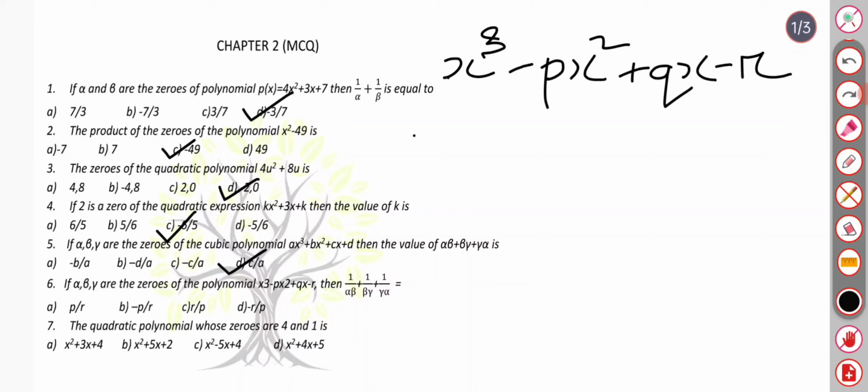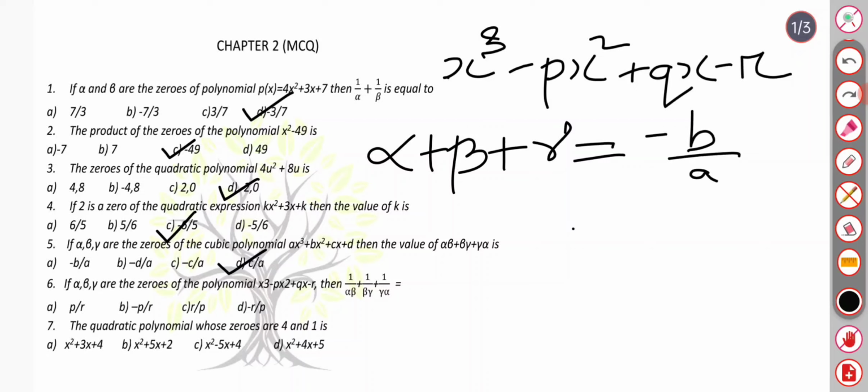Okay, so from this what we can do? We can take the sum of zeros alpha plus beta plus gamma. Since the power is cube, so you have to use the 3 zeros. इसका फॉर्मूला क्या था हम लोग का? माइनस बी बाई ए. सो यहाँ पर माइनस बी बाई ए क्या हो रहा है? माइनस बी हो रहा है तुम्हारा माइनस पी. सो माइनस माइनस कैंसिल तो क्या हो जाएगा? पी. माइनस माइनस प्लस हो जाएगा. सो ए मीन्स हाउ मच?